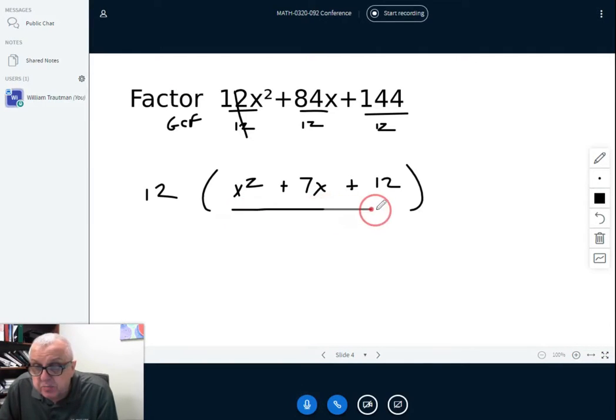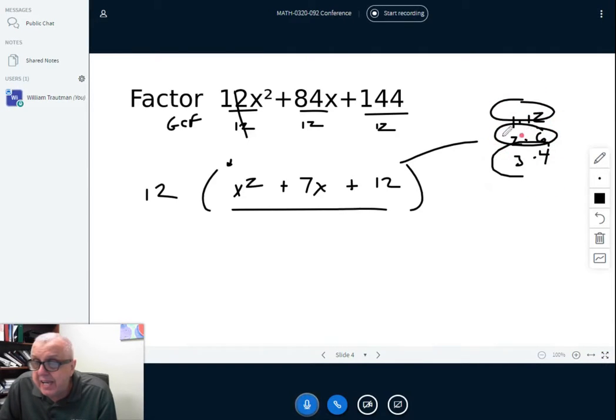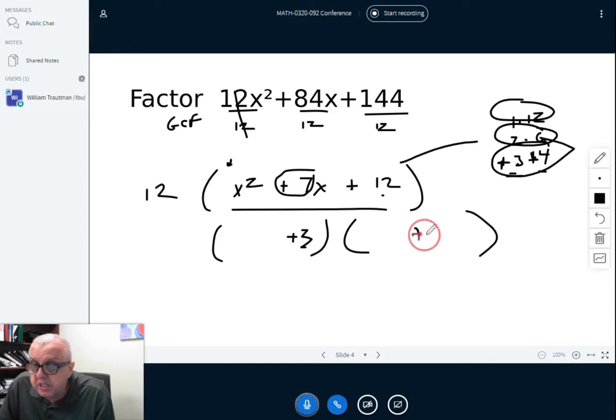Now we want to factor this part, factoring three terms when the number in front of x squared is 1. Find all the pairs that multiply to get 12: 1 times 12, 2 times 6, 3 times 4. And how do we take one of these pairs and add or subtract to equal the middle term, a positive 7? If I put a plus 3 and a plus 4, I get a plus 7. If I multiply these two, I get a positive 12. So those are my factors. A plus 3 and a plus 4 go in here. It doesn't matter which one's in which spot.